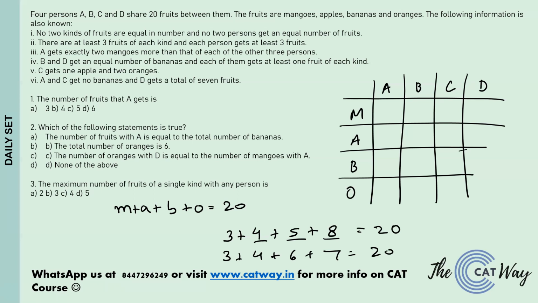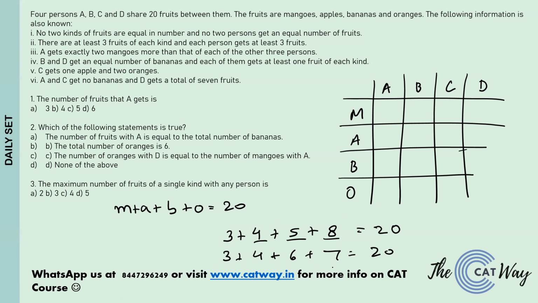So what does it mean? Either one kind of fruit is in quantity 3, one kind in quantity 4, one kind in quantity 5, and one kind in quantity 8. Similarly, the other option is that one kind of fruit is in 3 quantity, another in 4 quantity, one in 6 quantity, and another in 7 quantity. So this is what we have been given.